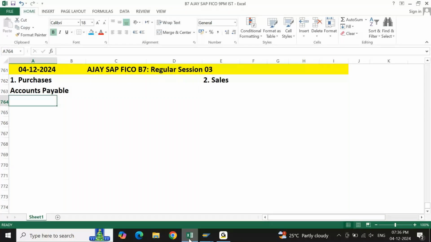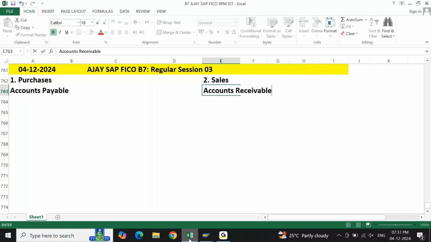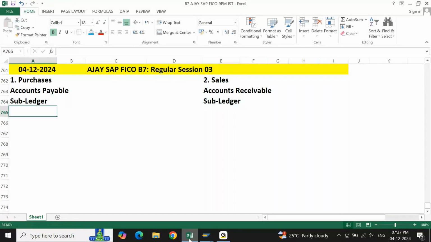Similarly, when we talk about sales, which module do we represent this with? Accounts receivable, AR. Now, are these two called main ledger or subledger? Subledger. Your AP is subledger accounting, and your AR is also subledger accounting. Are my points correct?